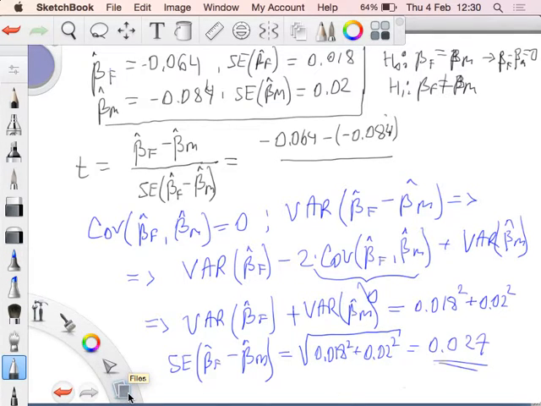So we need the standard error of the difference between the two. Then we just plug that in here. Something like that. So we have the t-stat now.